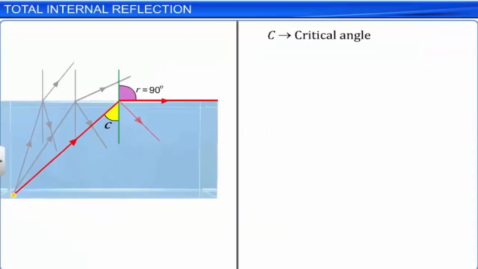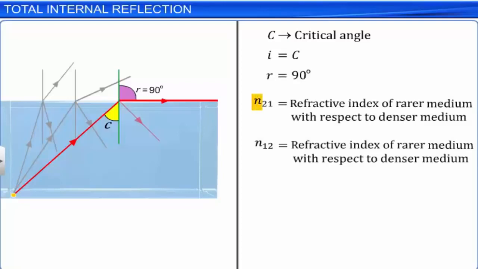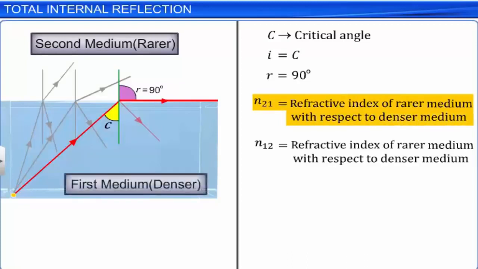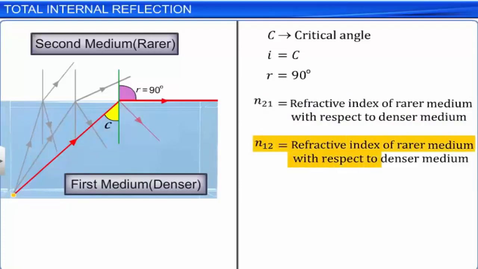Let N21 be the refractive index of the rarer medium with respect to the denser medium. Let N12 be the refractive index of the denser medium with respect to the rarer medium. We know that N12 is equal to 1 by N21. As per Snell's law, N21 is equal to sin I by sin R, which is equal to sin C by sin 90.